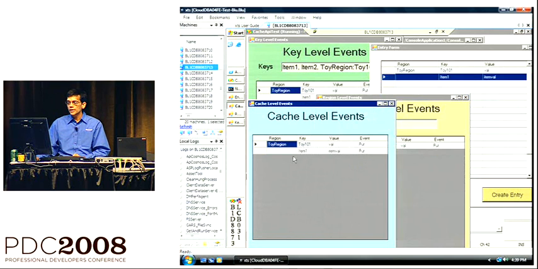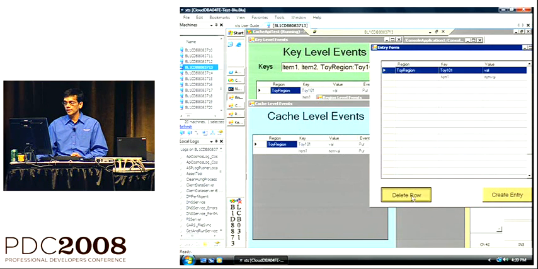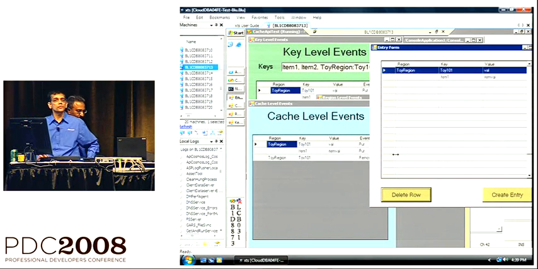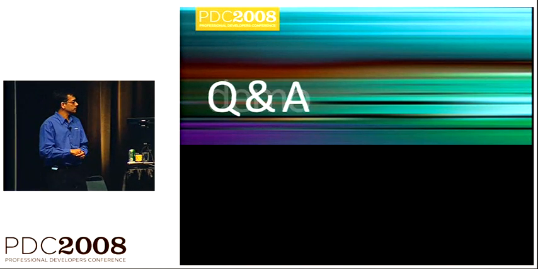So you can imagine I can just play around with it, like show you different items, or even delete this toy region, for example. I can delete this row, and you will also get the remove event. So you can imagine how you can use notifications to do various activities like archiving, logging, or just figuring out what's happening in your cache.